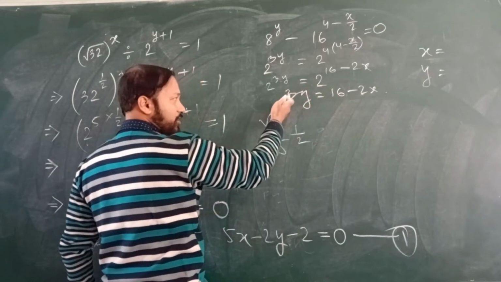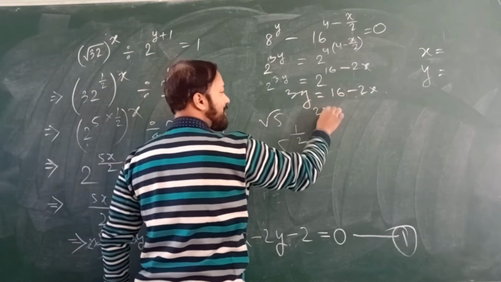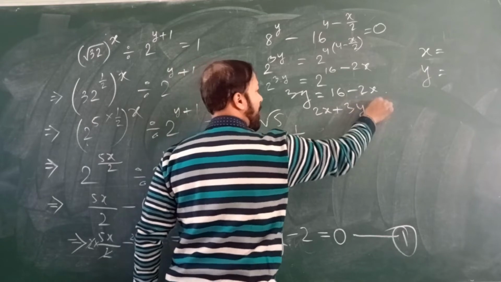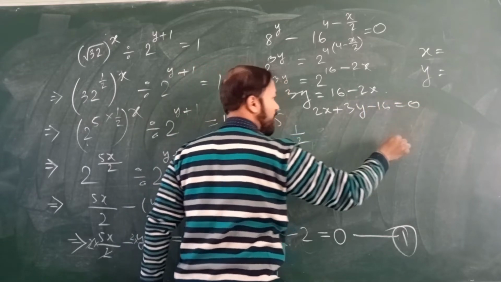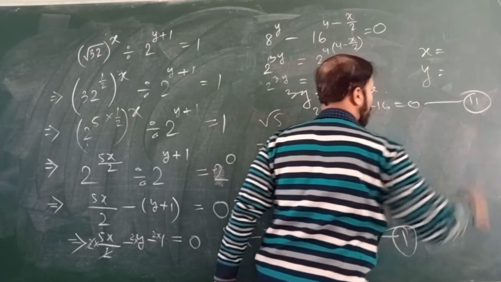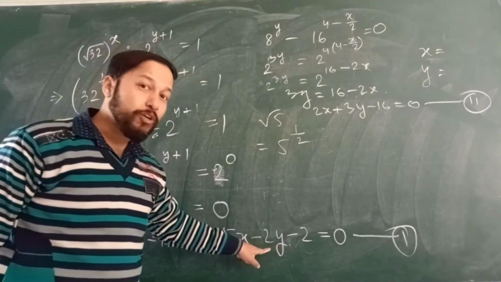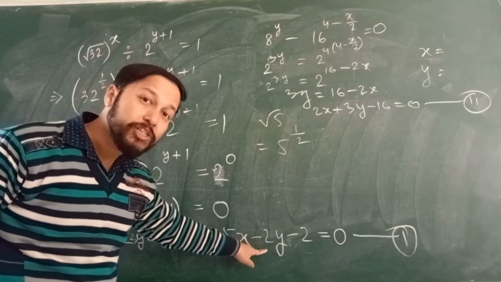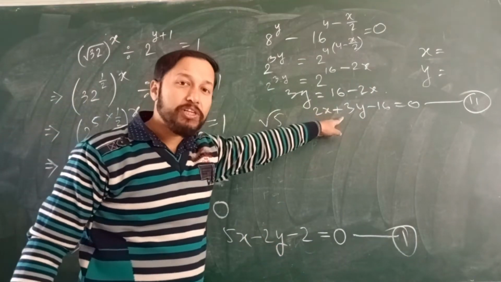Now take that side. So you will get 2x plus 3y minus 16 equal to 0. This is the second equation. Okay, so this one is your first equation, and this is your second equation.